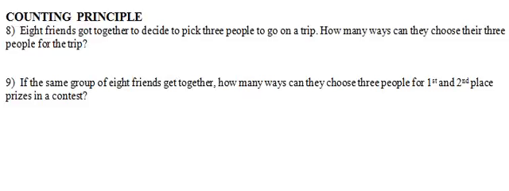Hello, here's a counting principle problem, number 8 on the end of unit review. It says 8 friends got together to decide to pick 3 people to go on a trip. How many ways can they choose their 3 people for the trip? The main thing you have to think about with the counting principle is, do we have a combination or do we have a permutation?